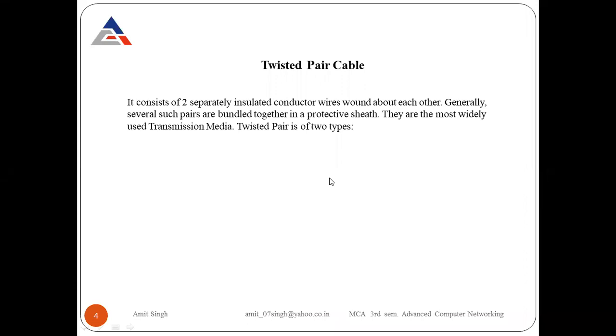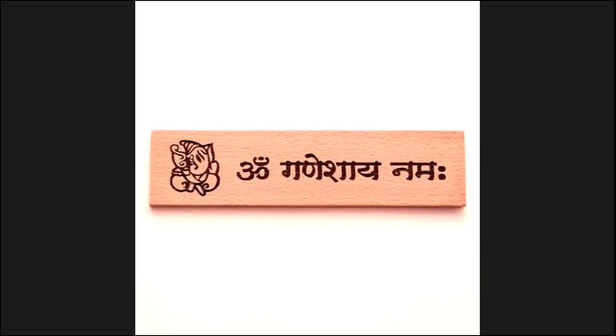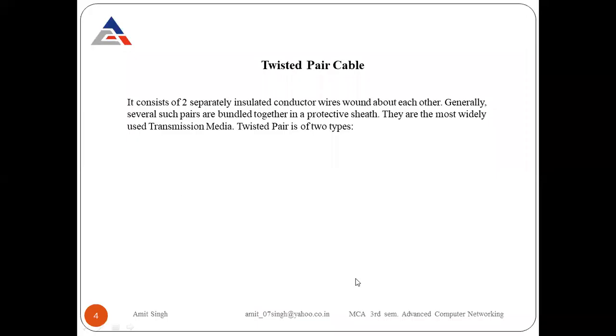Now, what is twisted pair? As the name implies, twisted. Here we have two wires that are twisted with each other, overlapping each other, and they are normally bundled together in a protective sheath. They are used to send data or signals from the sender side to the receiver side. So this is all about the twisted pair cable.